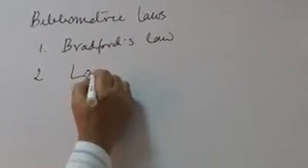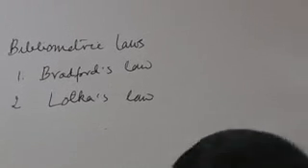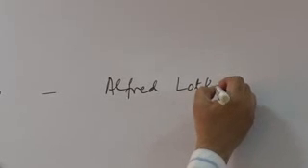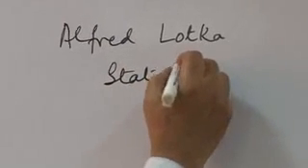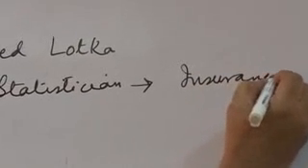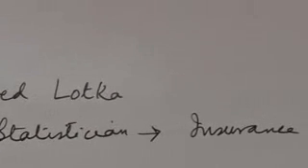Now, the next one is what is called Lotka's law. This law was given by Alfred Lotka, who was in fact not a library scientist, but he was a statistician. And he was working in an insurance company. Right? He was working in an insurance company, and he gave this law way back in 1926.